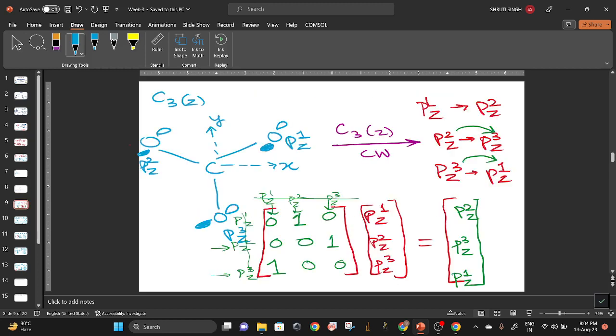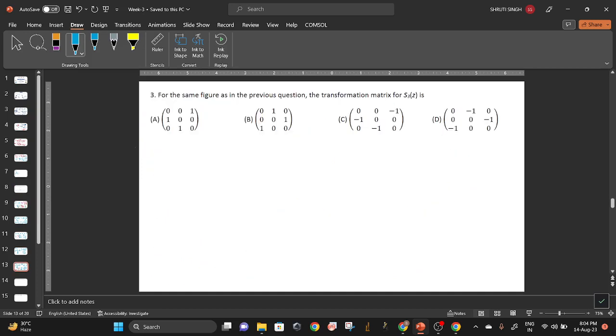Shall I draw the same? Yes, ma'am. We can multiply those C3 and sigma H matrices, that's fine, but let me draw. There may be other students also watching, so let me draw for them.